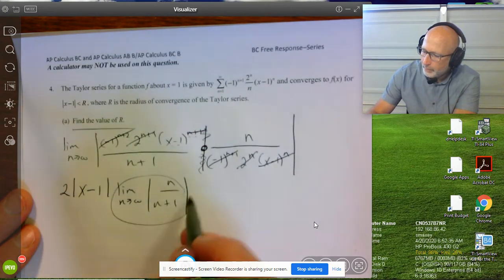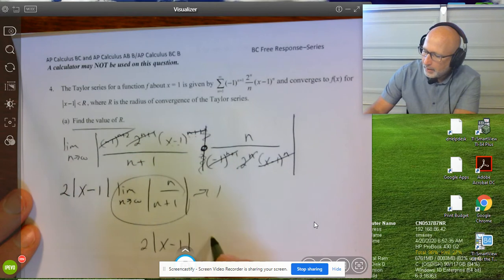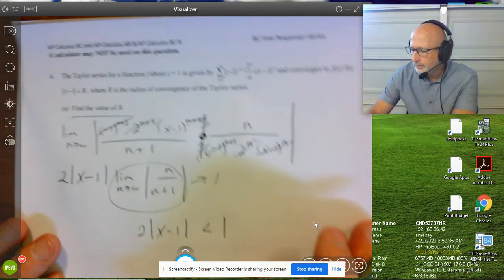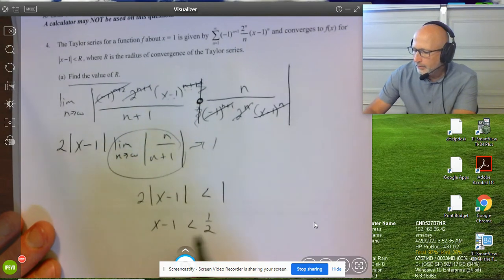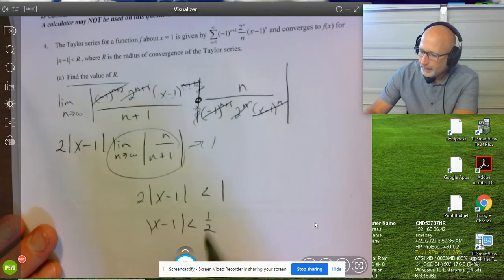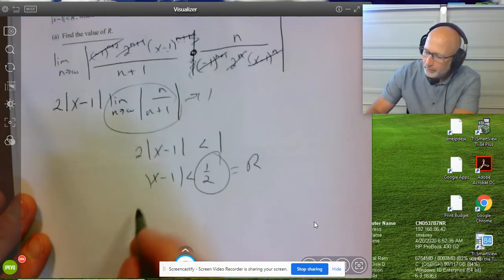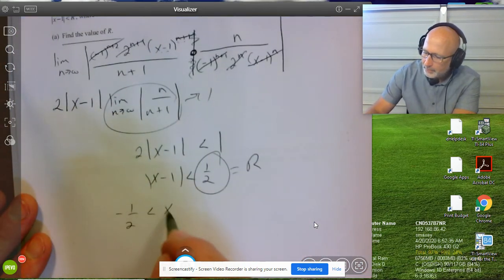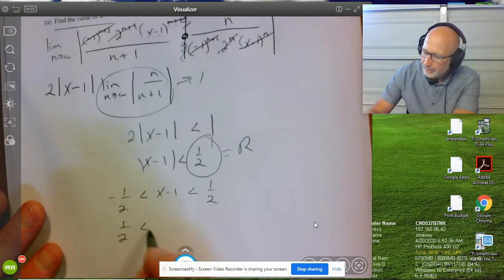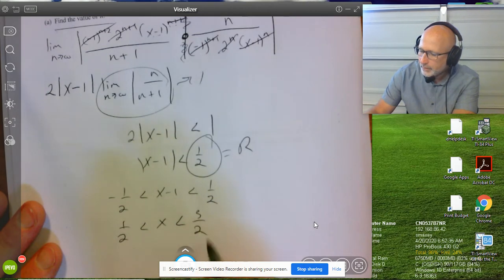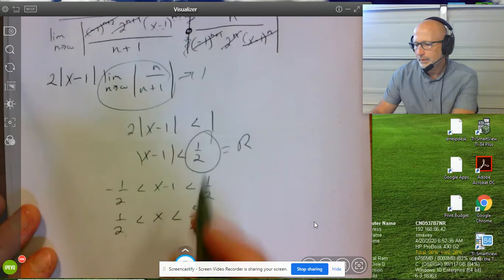Okay, this limit we know goes to 1, so this is 2 times the absolute value of x minus 1. In order for it to converge, I need it to be less than 1. So I have the absolute value of x minus 1 is less than 1/2. There is going to be my radius of convergence right there. Okay, 1/2. If you don't believe me, I can go a little bit further. So I have negative 1/2 is less than x minus 1, which is less than positive 1/2. Add 1, so you have 1/2 is less than x, which is less than 3/2. And so you can see the total distance between those two is 1, and half of that gives you 1/2.